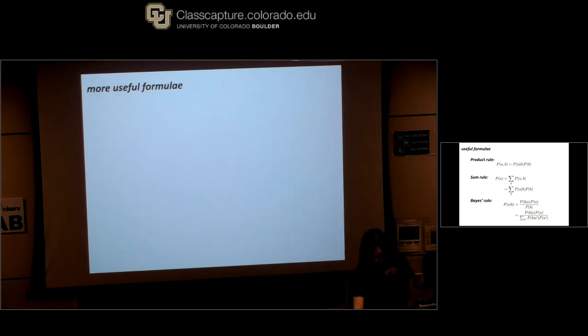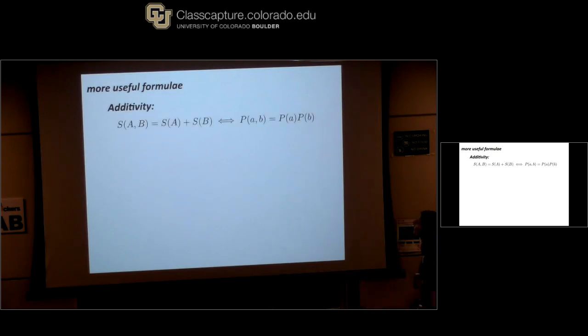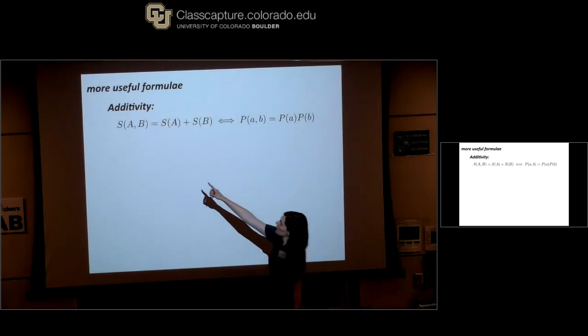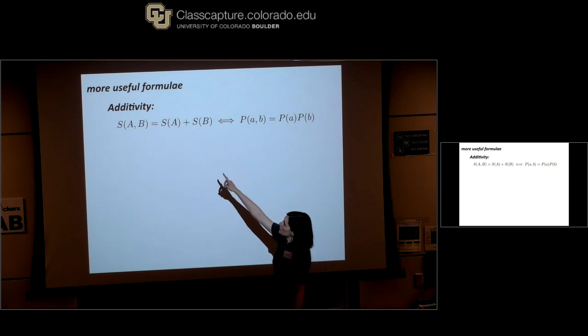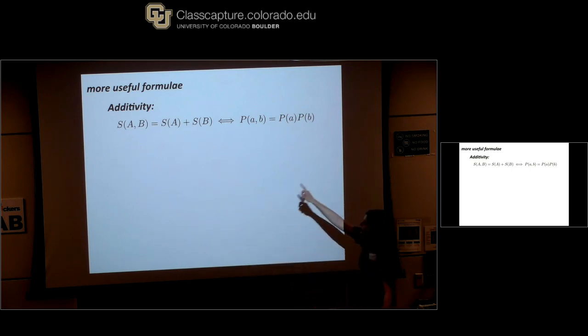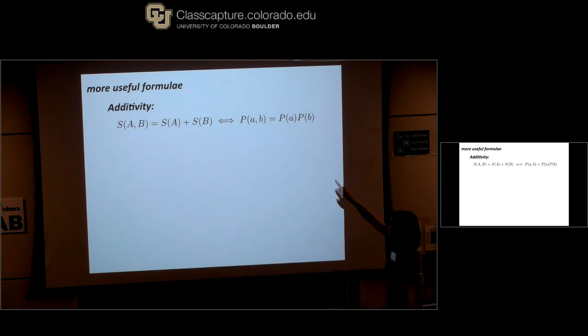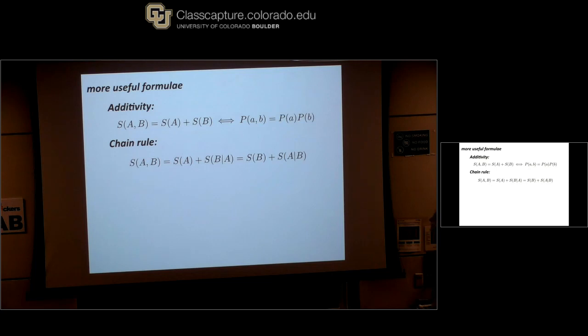so maybe I want to rewrite that. More useful formulas. The entropy of two variables jointly is equal to the sum of their entropies if and only if the joint distribution is the product, if they are independent. There's also a chain rule for entropy that's useful, that's easy to convince yourself of.